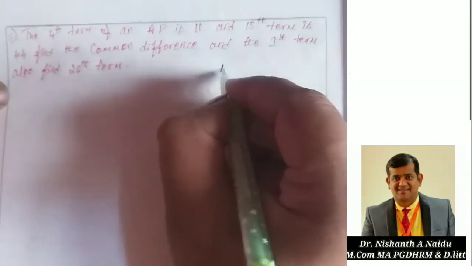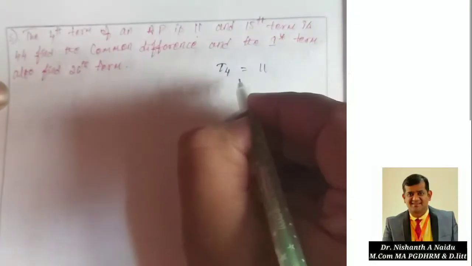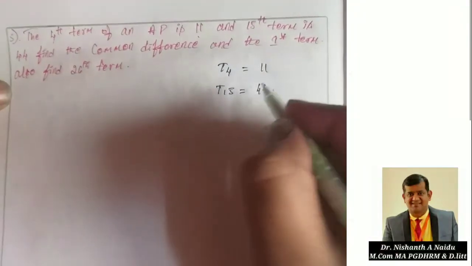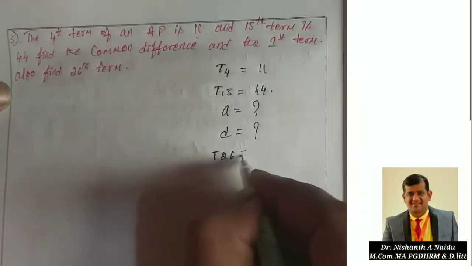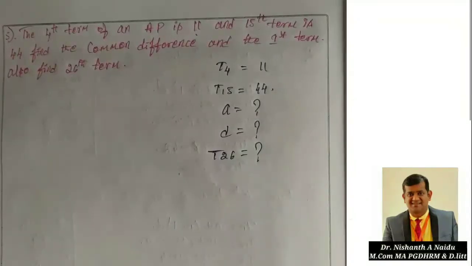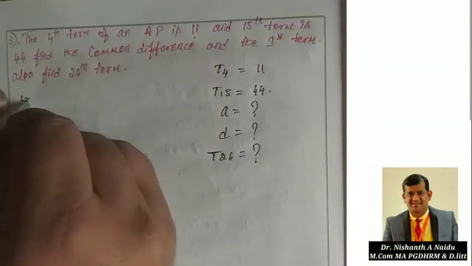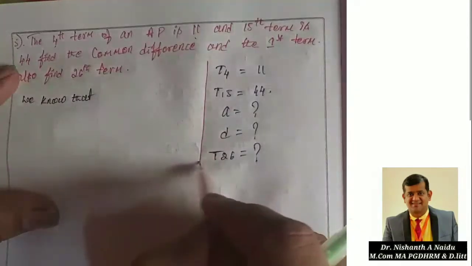So what all has he given? T4, that is term 4, equals how much he said? 11. T4 equals 11 he has given. Then T15 is also given, that is 44. A is not given and D is also not given, and he has asked us to find T26. With this given information, we have to find the solution for all these questions. So let us solve. It is a bit of an equation kind of thing, which you have to work out a little. Write it down like this.